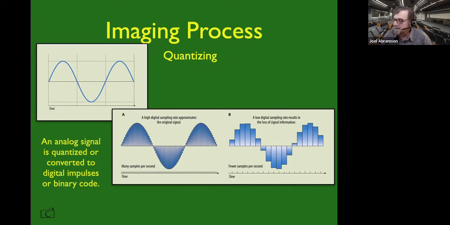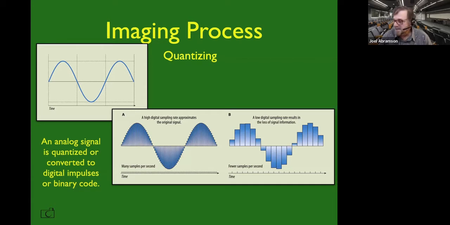We're taking little snapshots of that signal, and there are many samples per second. So during a second, we're taking little snapshots of the voltage of that signal, and this is the quantizing that's going on. A low digital sampling rate gives you a lot of loss of signal. That's what you've got in B. In B, we don't have as many samples per second, but in the A frame, you can see that there are many more samples per second.